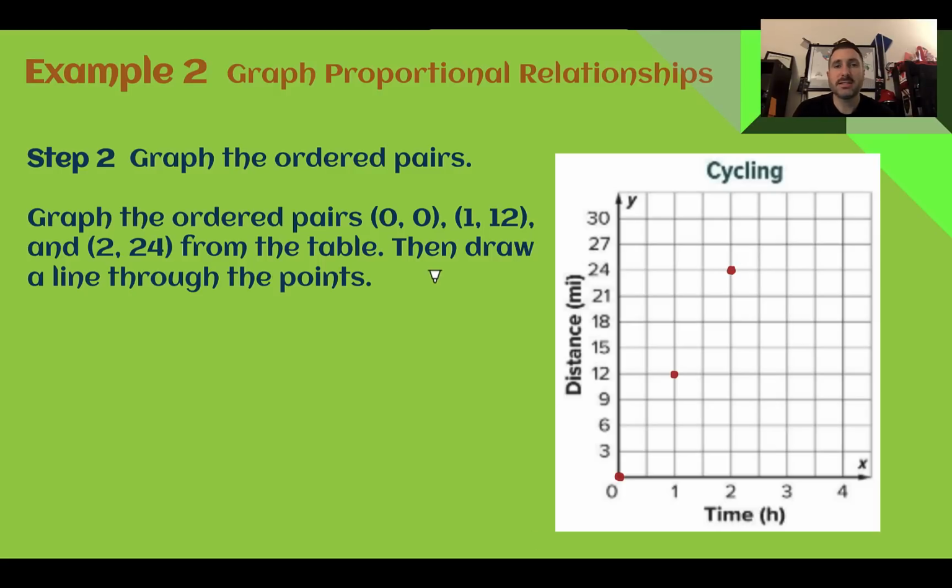Once I've plotted those points, I can now connect them with a straight line, as I did here. And for this situation, I should draw an arrowhead at the end, showing that the line would keep going if I had more room and if I wanted to plot more points. I might not necessarily draw one in the other direction, though, as that would imply that we are going both backward in time and backward in distance.